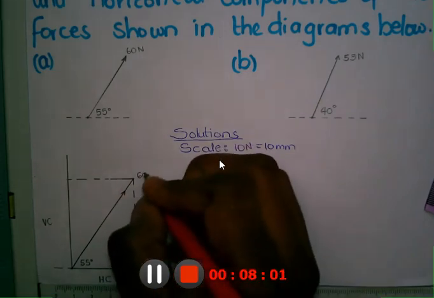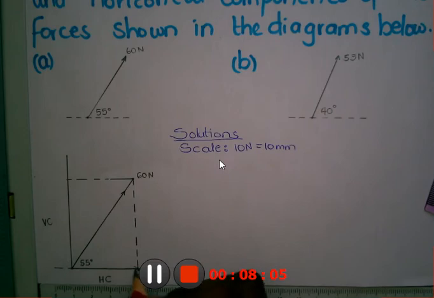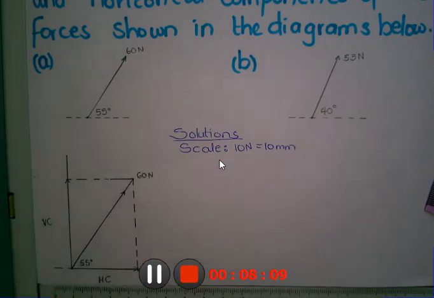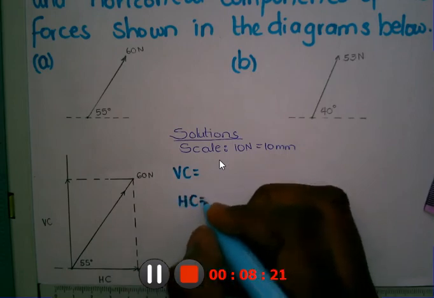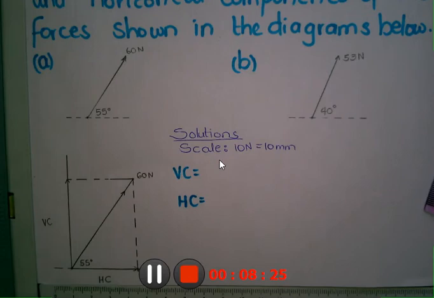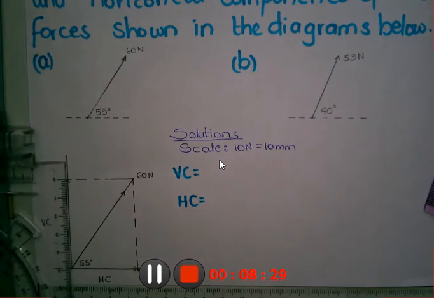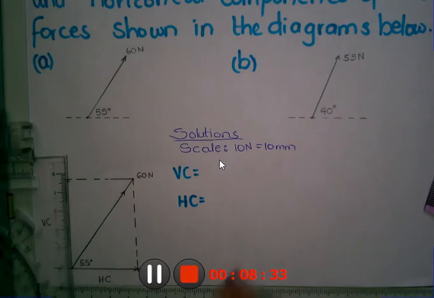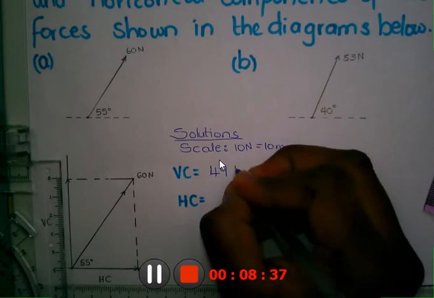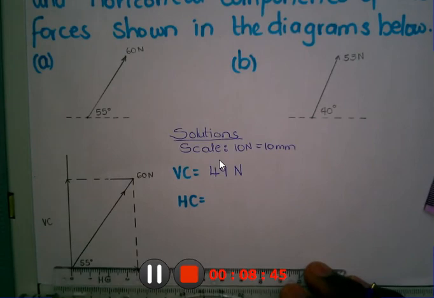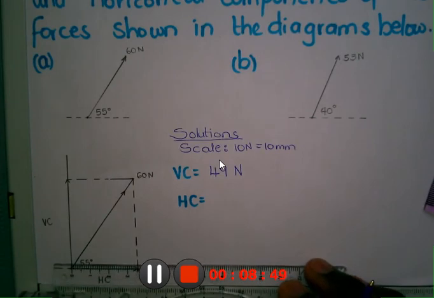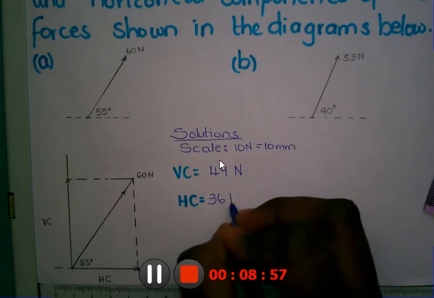You indicate here that for this 60 newton, this is your horizontal component, and this is your vertical component, and then you can measure and say VC in this diagram and HC will be equal to, let's see, so my VC is 36 newton.